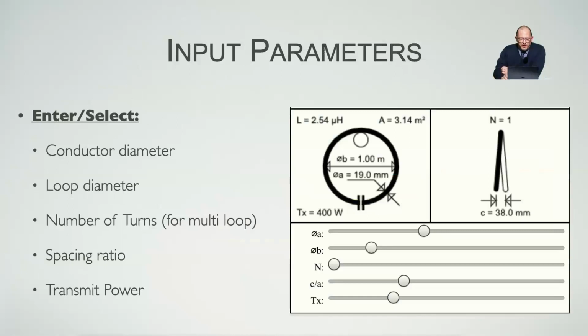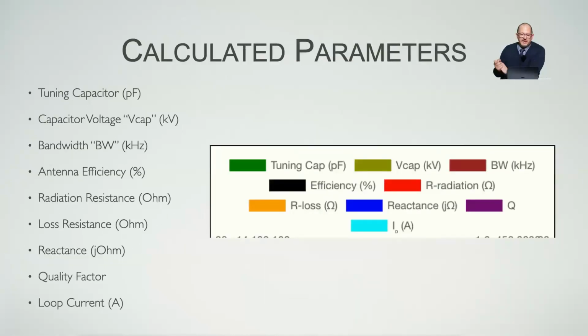So, from entering those parameters, what you can get out then is the expected tuning capacitance for that frequency, the capacitor voltage at that frequency with a certain amount of power, and that's going to be kilovolts. Usually, you're looking at the kilovolts range, even for very small amounts of power.